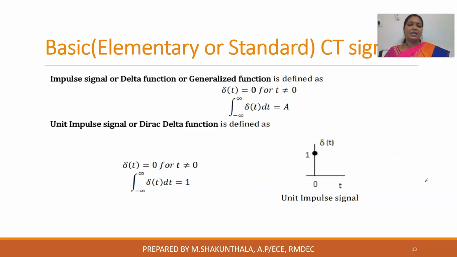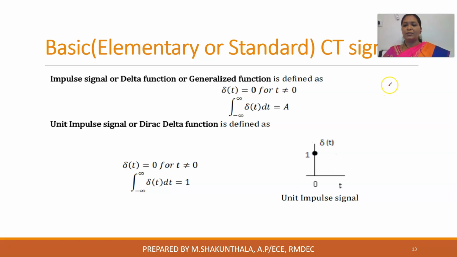So the next signal is the impulse signal, which is also called the delta function. Impulse signal is given by del of t equal to 0 for t not equal to 0, and when you integrate del of t dt, you will get an amplitude a. Unit impulse signal, which is also called the Dirac delta function, is given by del of t equal to 0 for t not equal to 0, and integration of del of t dt is equal to 1.